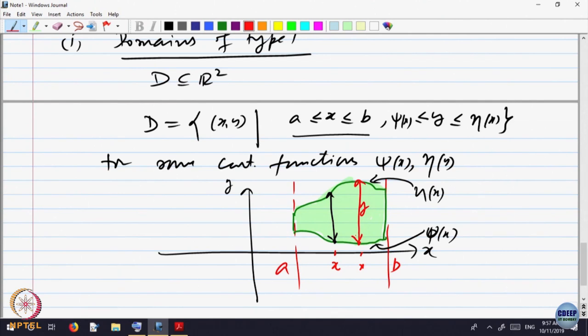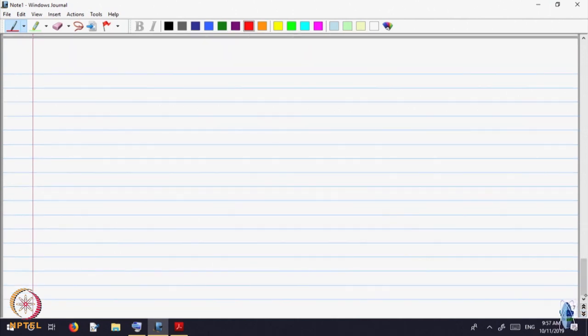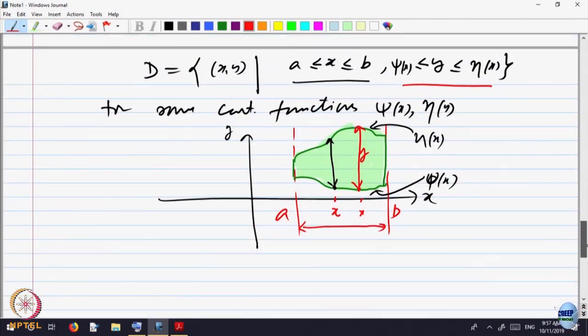So, we are describing the domain. What are points in the domain? x should lie between a and b, and for every x, the y lies between some function psi x and some function eta x. So, such domains are called domains of type 1. So, let me give some more special examples, particular cases of this.